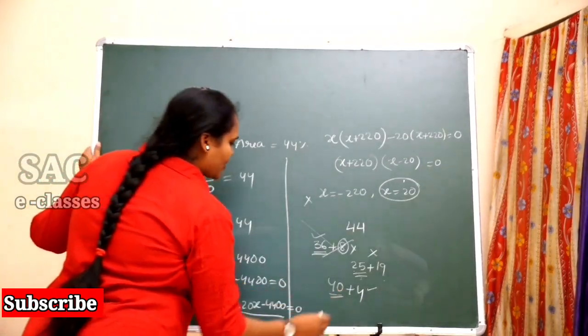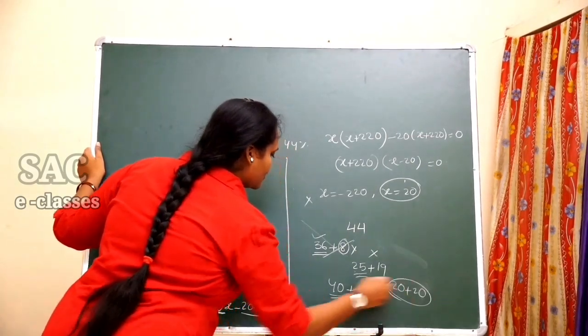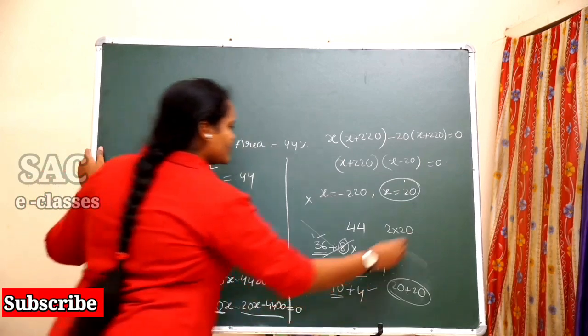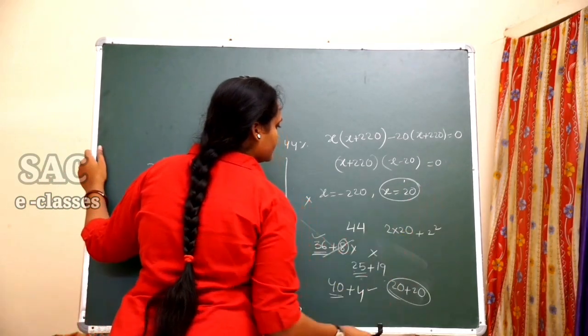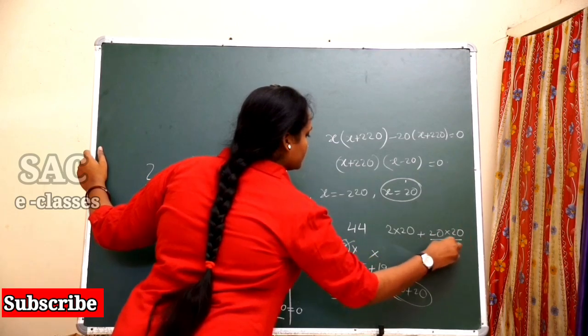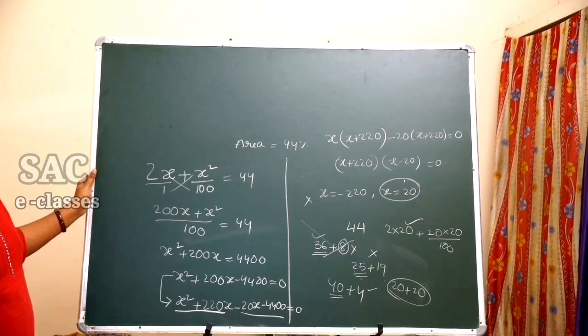How can I write 40? 20 plus 20, nothing but 2 into 20, plus 2 square. Nothing but 20 into 20 by 100. So yes, you got 20%. In that way also we can.